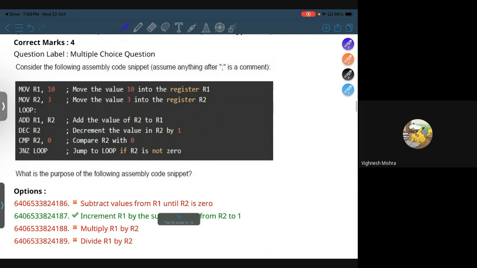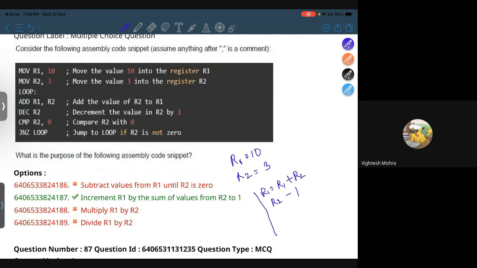Now, what's the purpose of this assembly code snippet? ठीक है. R1 में 10 डाला, then R2 में 3, then there is a loop, इसमें R1 plus R2 and storing it in R1. This is a loop and R2 की value is decremented by 1. Compare R2 with 0.